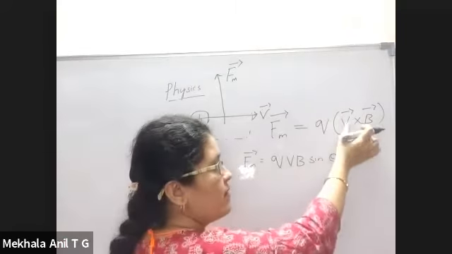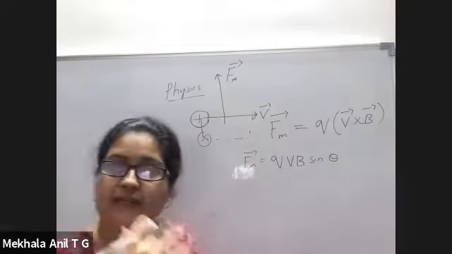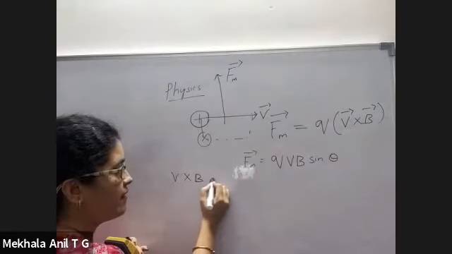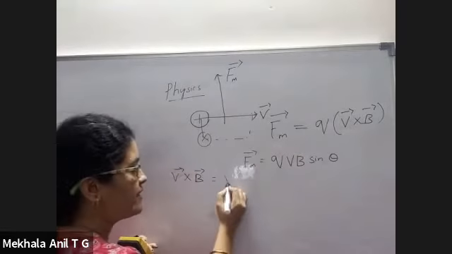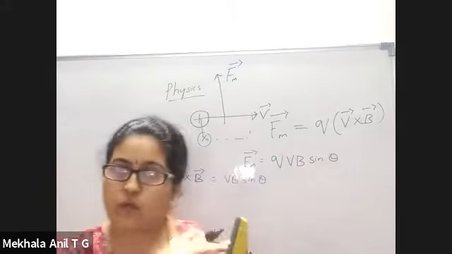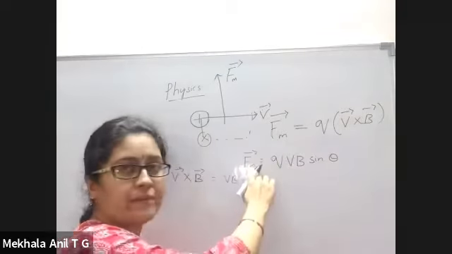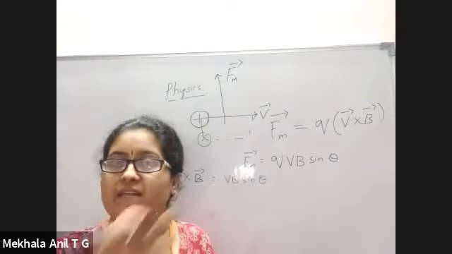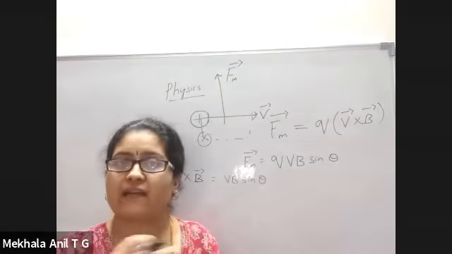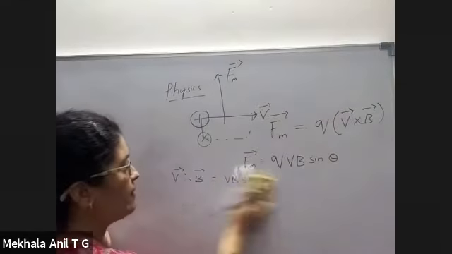See, the theta between V and B can take any angle. This V cross B, which is VB sine theta, this theta can take any value from 0 to pi by 2 or even pi. But the Fm can never take any direction other than the perpendicular direction to the plane containing the V and B vectors.